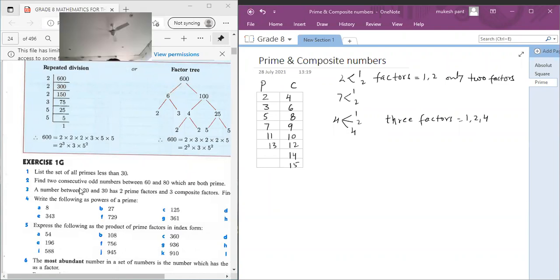Okay, then a number between 20 and 30 has 2 prime factors and 3 composite factors. Find it. Okay, that you can do. Number 3 is 28. Write the following as a power of a prime number. This question, the actual work starts from question number 4. So look at question number 4.